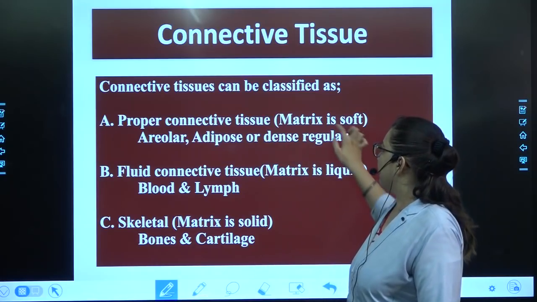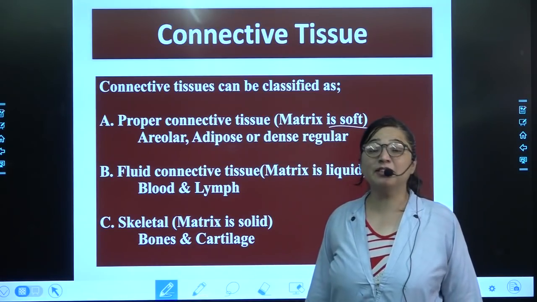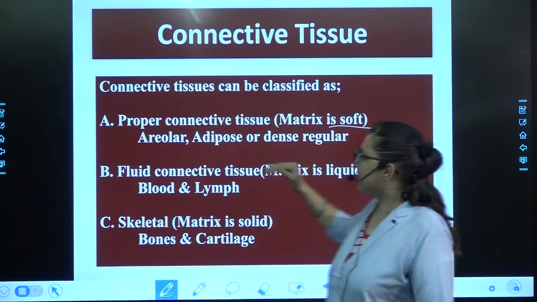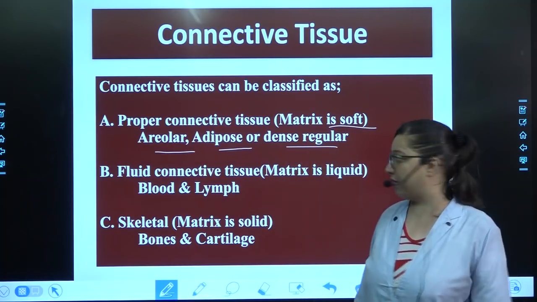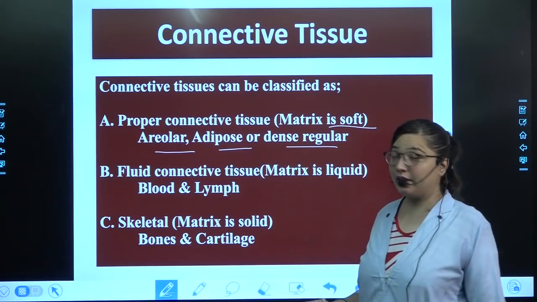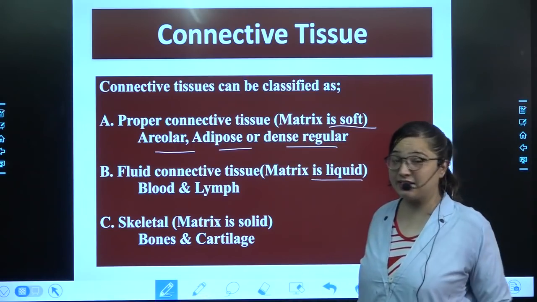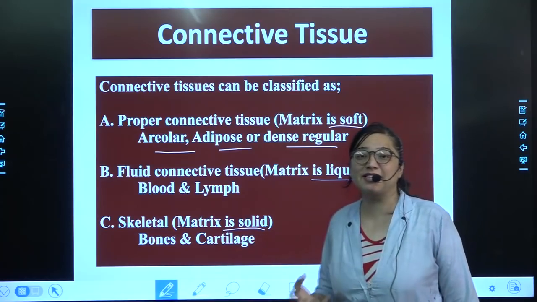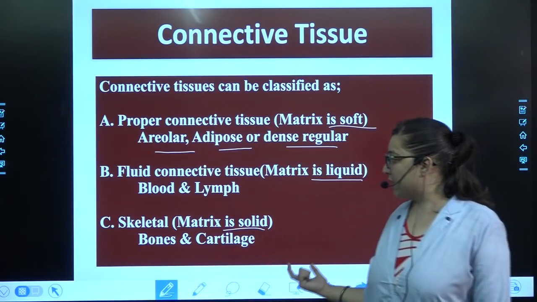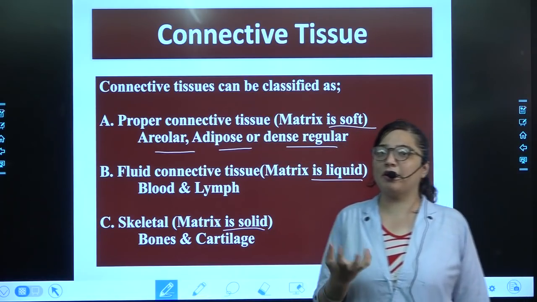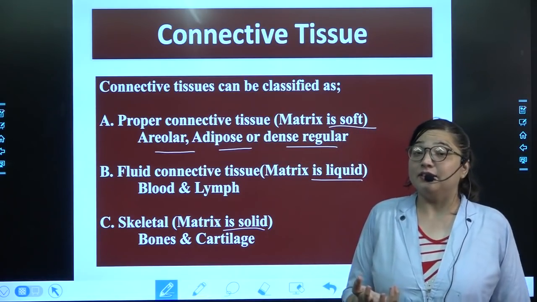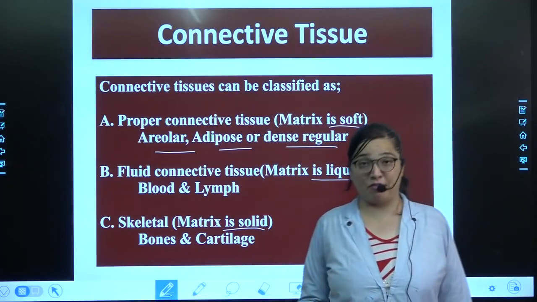In proper, the matrix is soft. That means the fluid is soft. What is included over here? Areolar, adipose, and dense regular, the very first 3 ones. Then fluid, you know, in fluid the matrix is liquid as it is. Skeletal means the matrix is solid. Matrix means the ground substance, which you already know we have done in the cell chapter. What is the meaning of the word matrix?